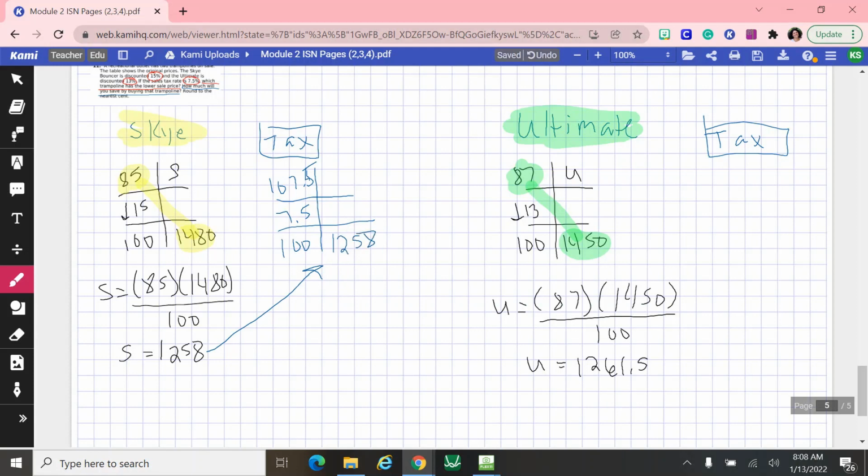So I set up my organization system so I know how to write my proportion to find my out-the-door cost of the Sky Bouncer trampoline. I know that my sales tax was 7.5%, and so what we're paying is 107.5% of 1,258. So my equation is going to look like this.